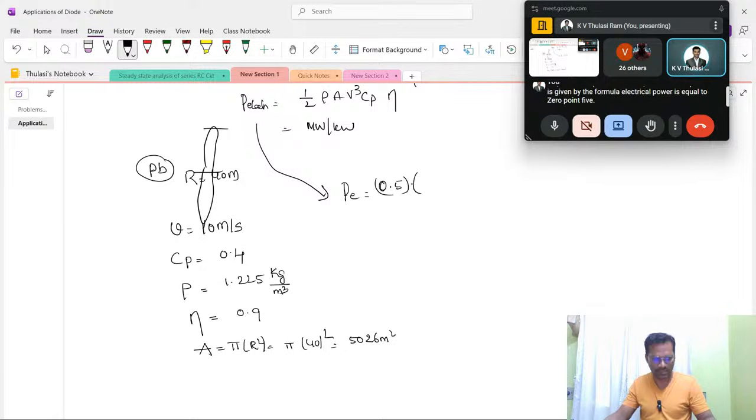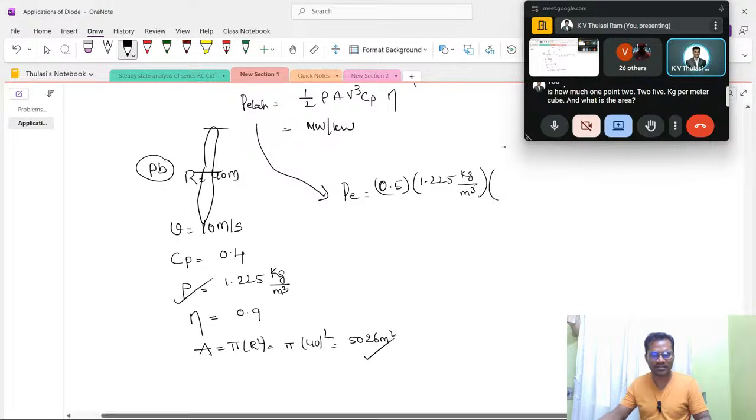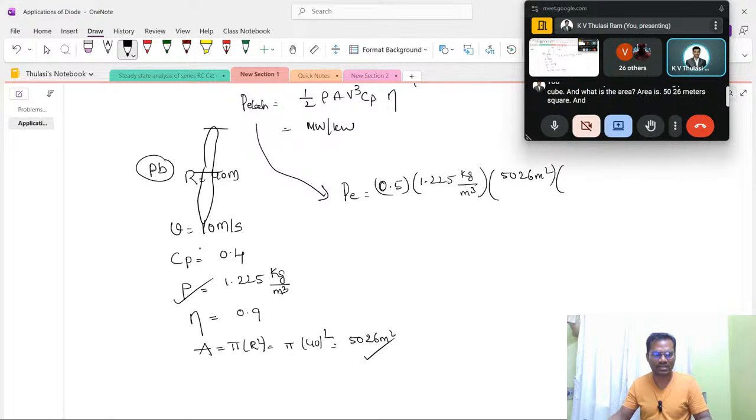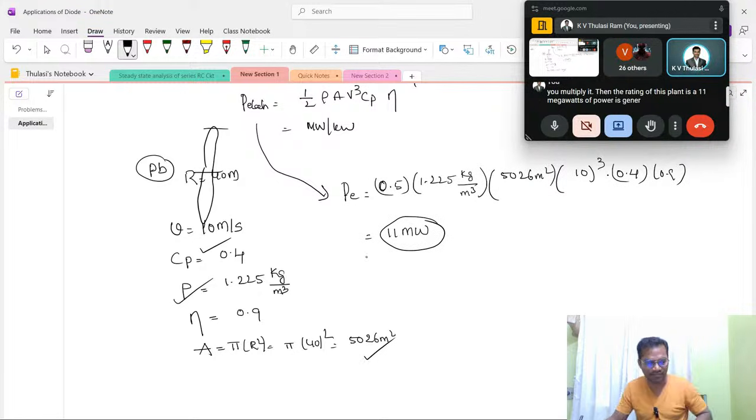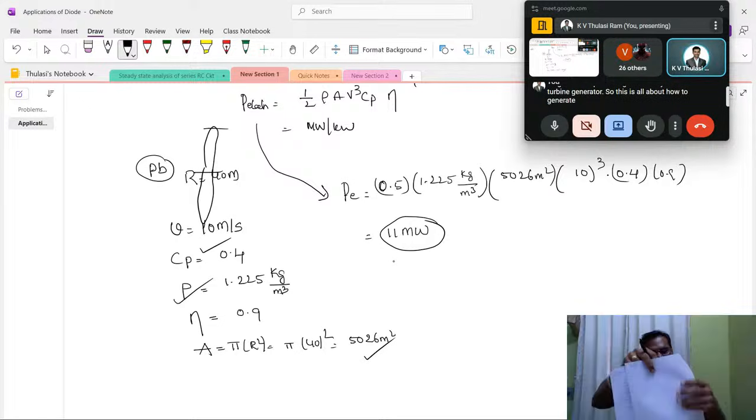Therefore the electrical power is given by the formula: electrical power is equal to 0.5 into rho, which is 1.225 kg per meter cube, into the area, which is 5026 meter square, into the velocity cubed, so 10 cube, into Cp, 0.4, into 0.9. When you multiply it, the rating of this plant is 11 megawatts of power generated by the wind turbine generator. So this is all about how the wind turbine generator generates power.